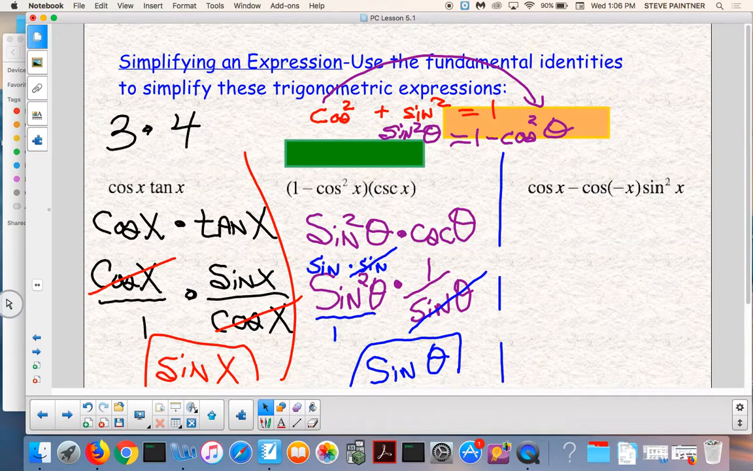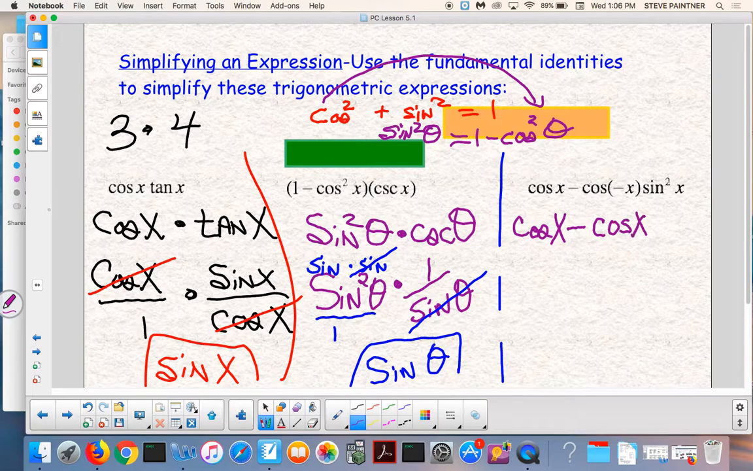Look at your identities. Look at your, is it the odd-even identities? Cosine of negative x is the same as what? Just cosine of x, isn't it? So could I just replace cosine of negative x with what it's equal to, and it's equal to what? Cosine of x, okay, times what? Sine squared of x. Okay.